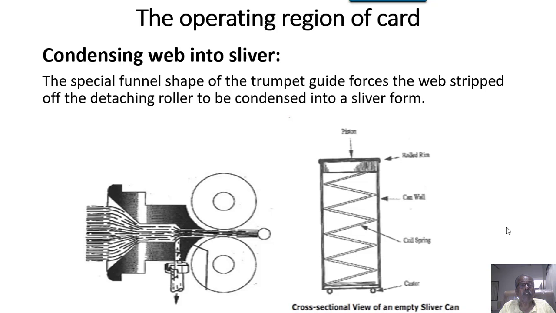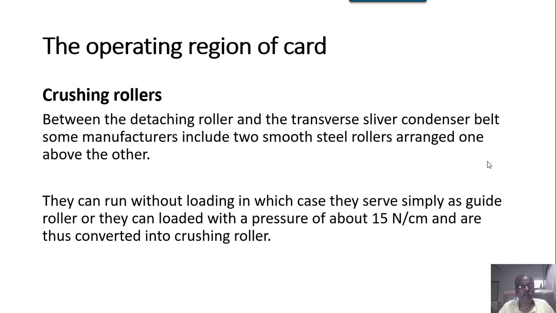So the plate, funnel or trumpet plays a vital role. There we have the sensing mechanism, as far as the autolevelers are concerned. That's the cross-sectional view of the sliver can. We can collect either with an over-centered or under-centered collection system. Normally we have an over-centered collection system in this case.